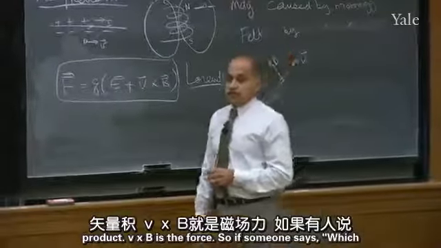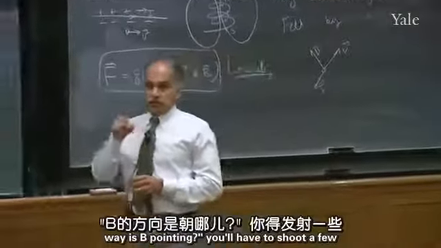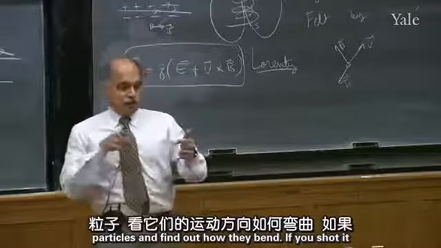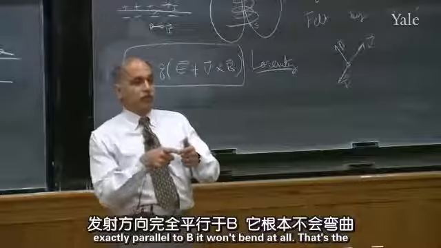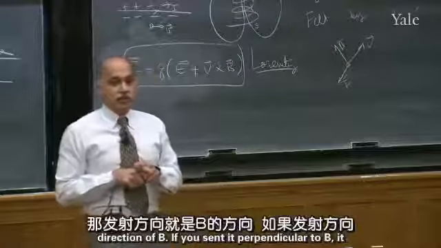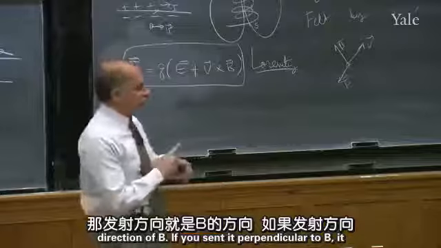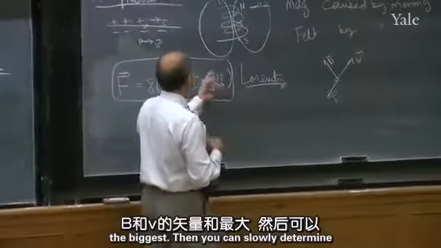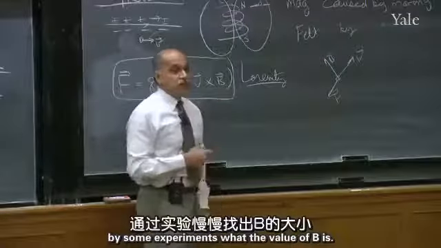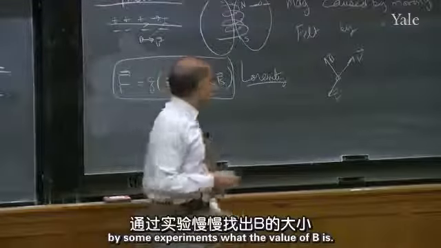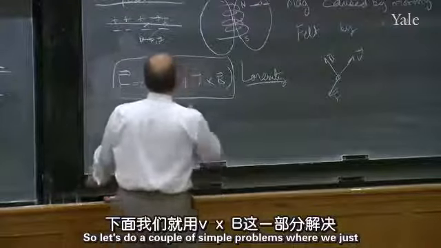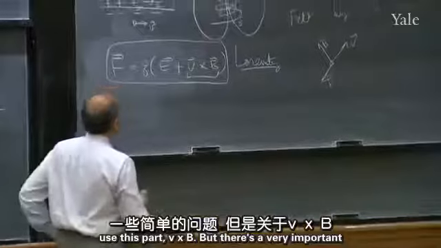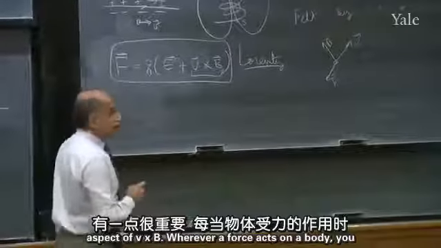So if someone says, which way is B pointing, you'll have to shoot a few particles and find out how they bend. If you shot it exactly parallel to B, it won't bend at all. That's the direction of B. If you send it perpendicular to B, it'll bend the most, because the cross product will be the biggest. Then you can slowly determine by some experiments what the value of B is. So let's do a couple of simple problems where we just use this part, V cross B. But that's a very important aspect of V cross B.